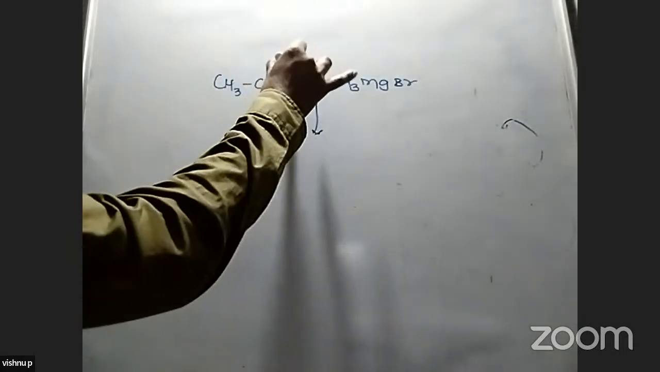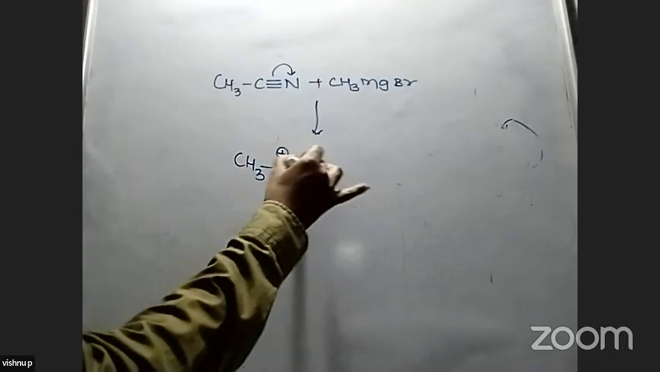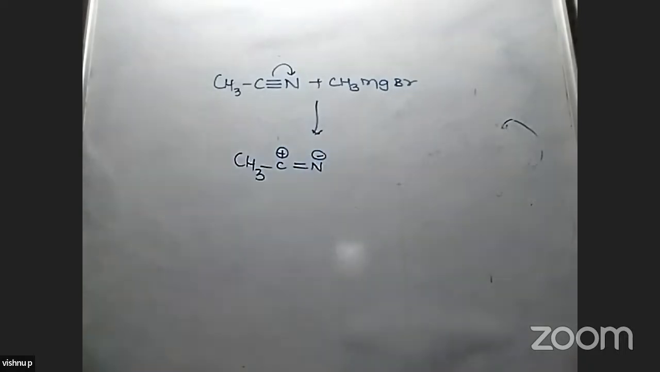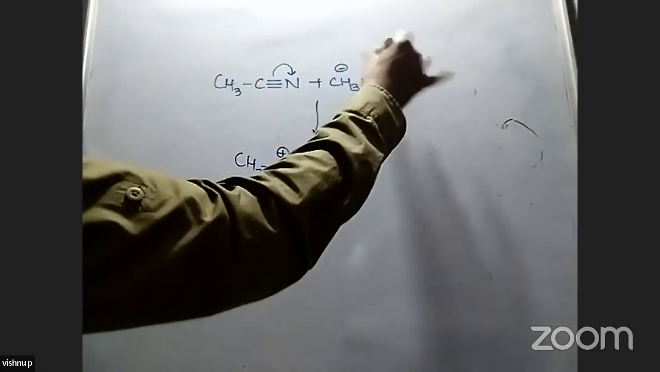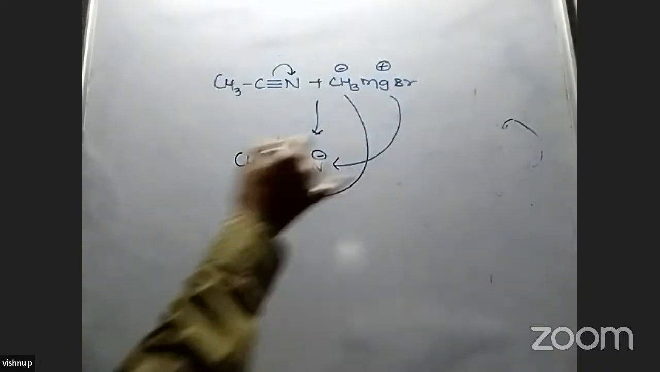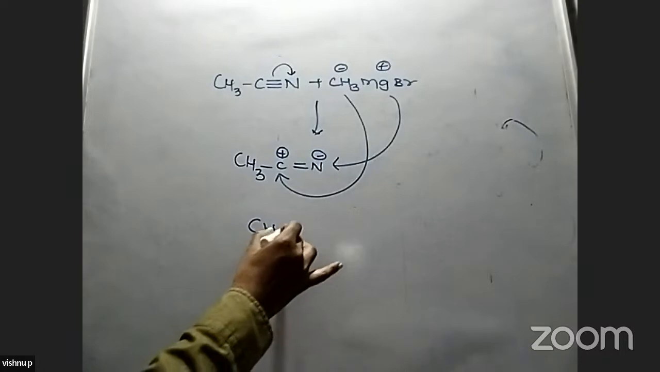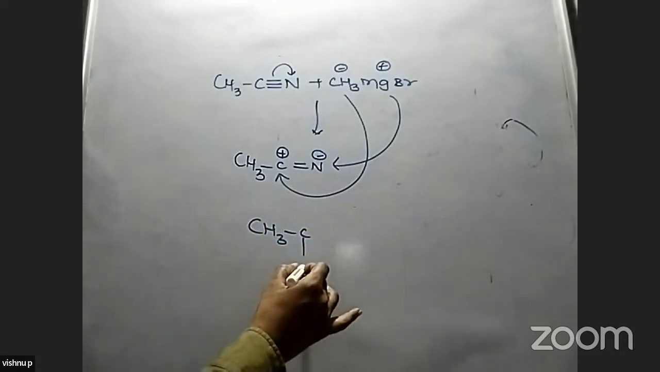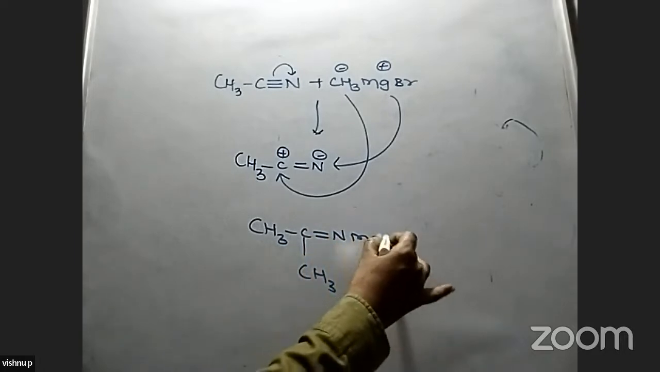Here again, these electrons are transferred to this side. The compound is CH3C triple bond N minus. So this CH3 group with a negative charge, and this with a positive charge, so this is added to this carbon, this is added to nitrogen. So what type of compound is formed here? CH3C double bond N MgBr.